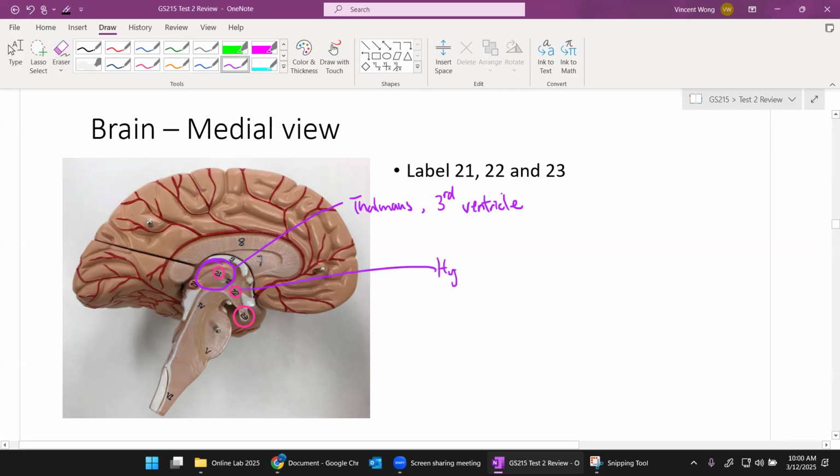That's what I mean. It's over here. That's the hypothalamus. And that's the pituitary gland. They secrete hormones to help maintain homeostasis.